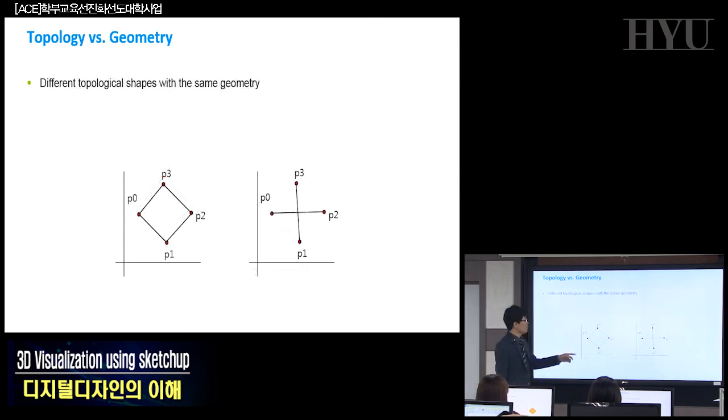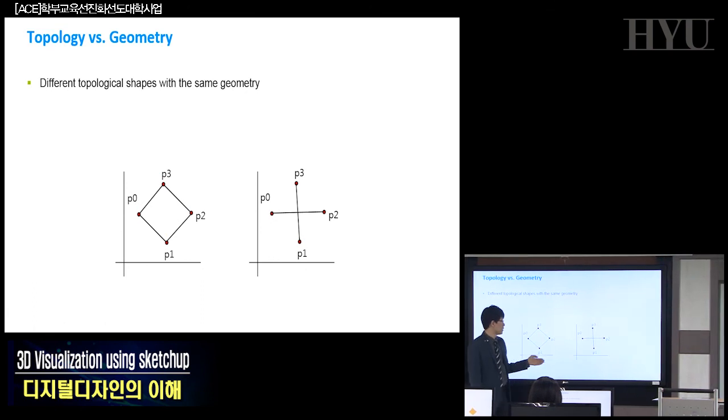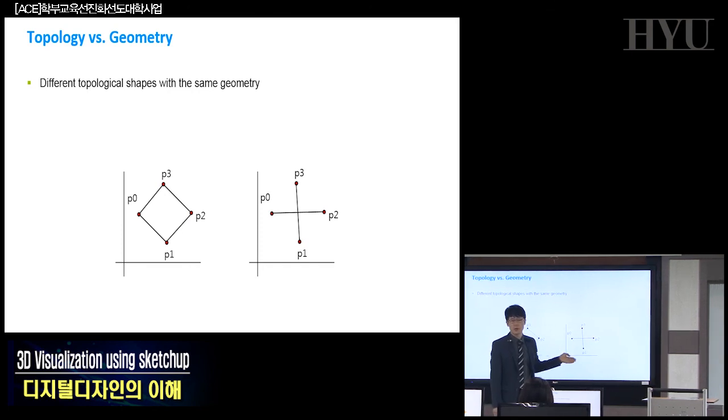Okay, how about this? Those 2 images show you P0 through P3, they have the exact same location in the Cartesian coordinate system, x, y, 2D plane, right? Exactly the same position, but the problem is a different connection.